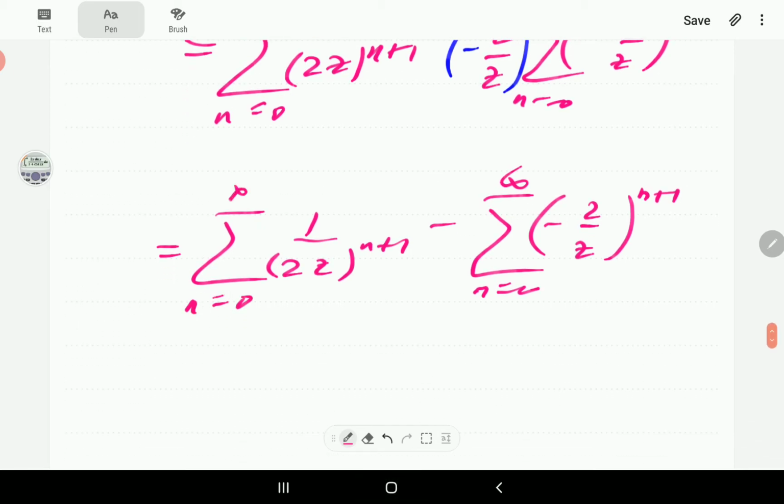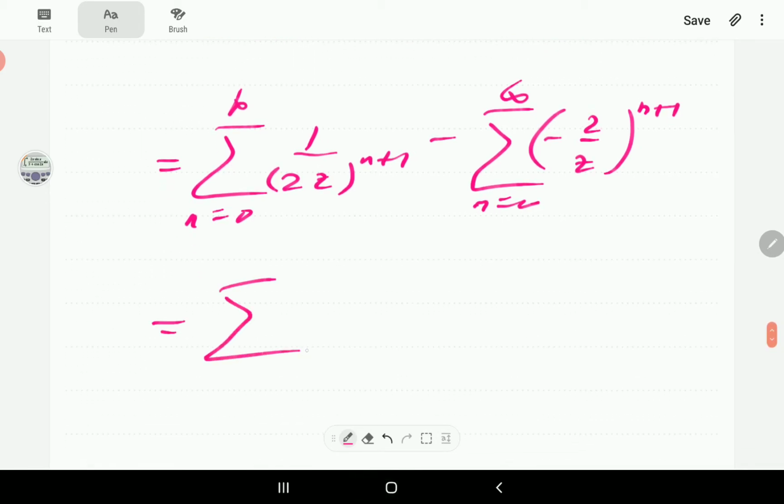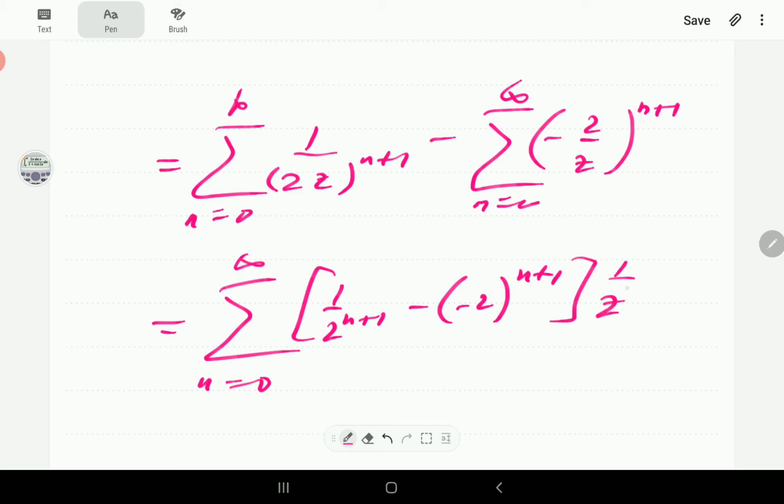0 to infinity. Then what we're going to do now is we can write this as a single summation term. So the first one is going to be 1 over 2 to the power n plus 1 minus negative 2 to the power n plus 1. Then everything here is times z to the power n plus 1. You can see that this time all the terms are going to be negative powers of z.